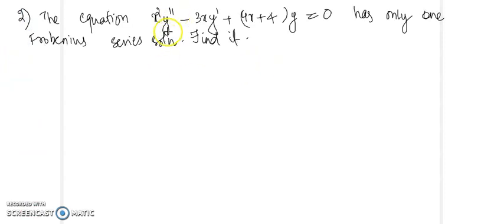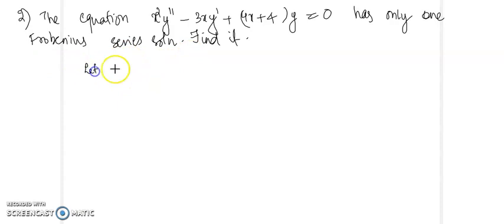Now let us look at one more problem on finding the Frobenius series solution. The problem is: the equation x square y double dash minus 3xy dash plus 4x plus 4y equal to 0 has only one Frobenius series solution. So you need to find that particular solution. Let us start with a solution of the form x raised to m into summation an x raised to n. We need to find the m value, so first let us find the initial equation.